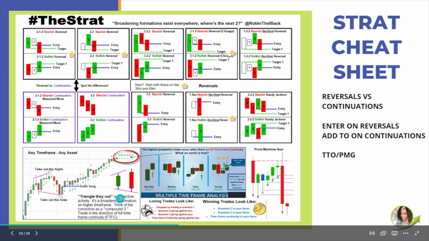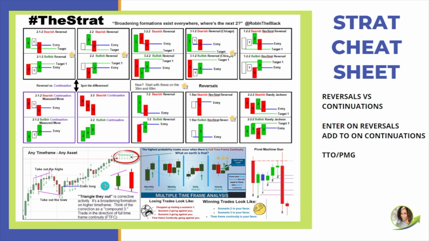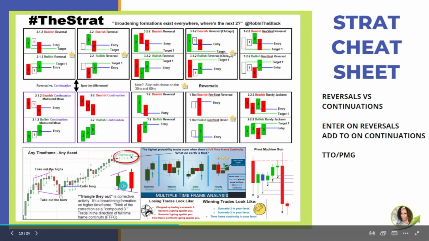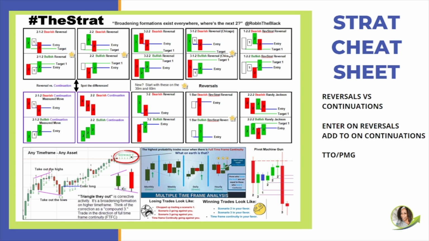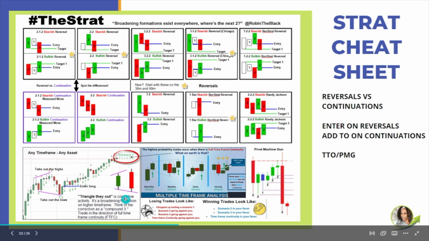broadening formation. And we'll talk a little bit more about broadening formations a little bit later. But basically, that's what the triangle day out is. It's taking out highs and taking out lows. And this is how broadening formations are created with TTOs. So now you know what they are when you see people say TTO, things like that.